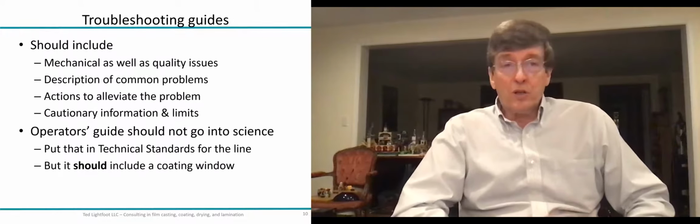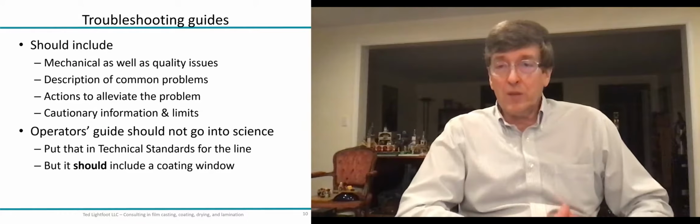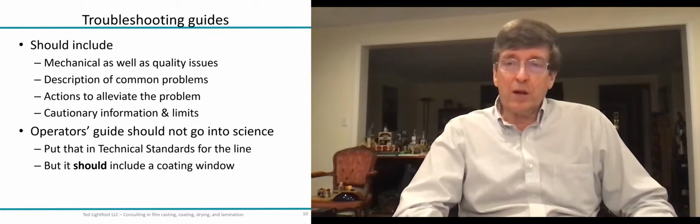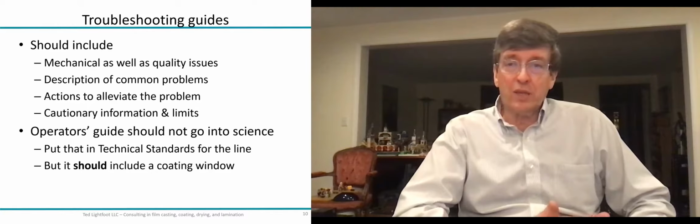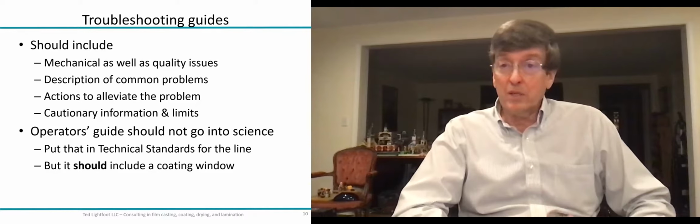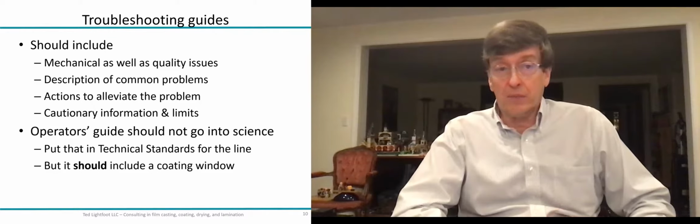Troubleshooting guides should include mechanical as well as quality issues. I'm not talking about those, but they belong in the guide. They should describe the common problems and the actions to alleviate them. They should have cautionary information, and they should have limits because operators need limits.